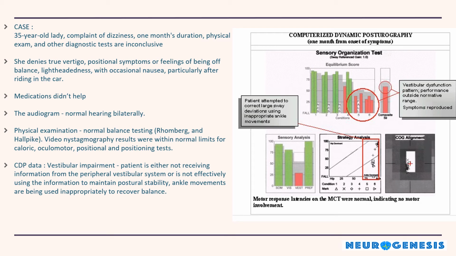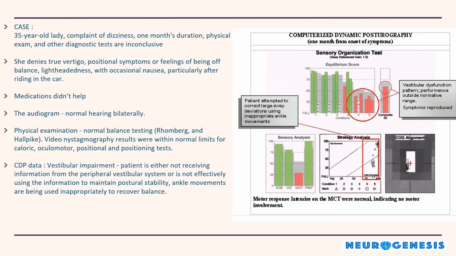So this is a case of a 35-year-old lady who complained of dizziness of 1 month. Her physical examination, everything was normal. Even her BNG, medications did not help. Even a Dix-Hallpike, so all normal. Romberg was all normal. But she complains of just dizziness, no true vertigo.